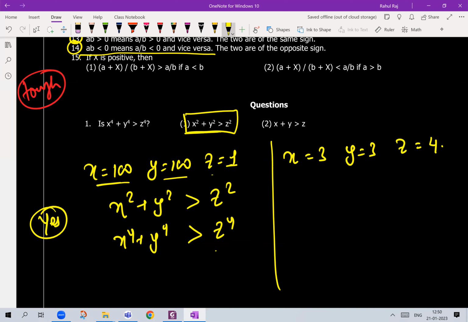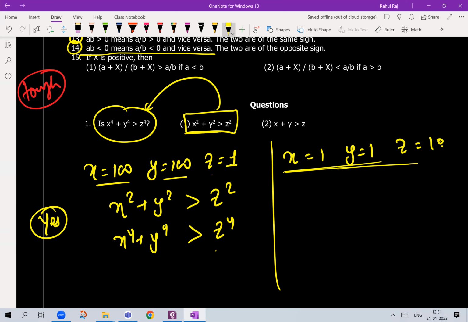Now, whatever value you take, guys, please ensure you do not at all alter statement number 1. The statement number 1 should be 100% sufficient because you are trying to prove this question with the help of statement number 1. A lot of people take values, Rahul, I take x is equal to 1, y is equal to 1, z is equal to 10. And I can say 1 to the power 4 plus 1 to the power 4 is not greater than z to the power 4. But do you think you can take these values? You cannot take this value. Why? Because for these values, statement number 1 is not sufficient.